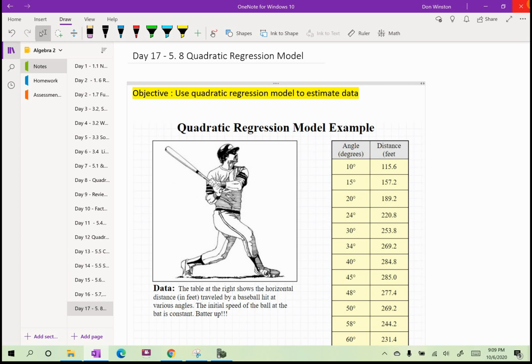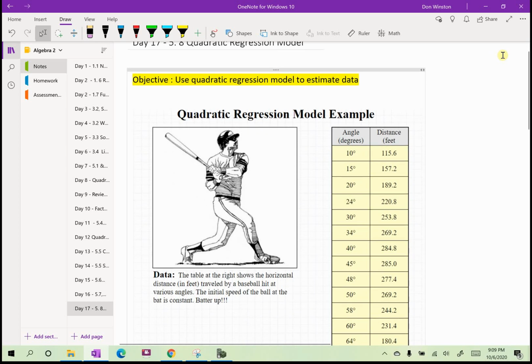So I've always liked this lesson. It's kind of a fun lesson, and it's something that I can generally relate to. So here we have an example, a quadratic regression model. And we have this baseball player. Now, someone has gone out and collected data on a baseball player. In this data, the table shows the horizontal distance in feet traveled by a baseball hit at various angles.